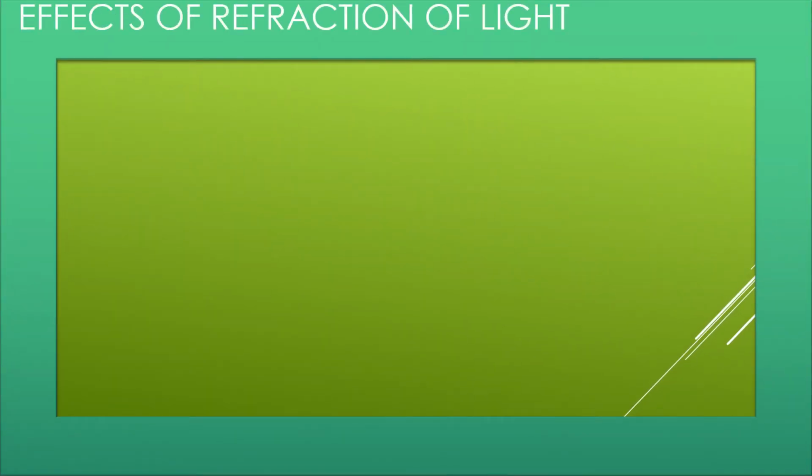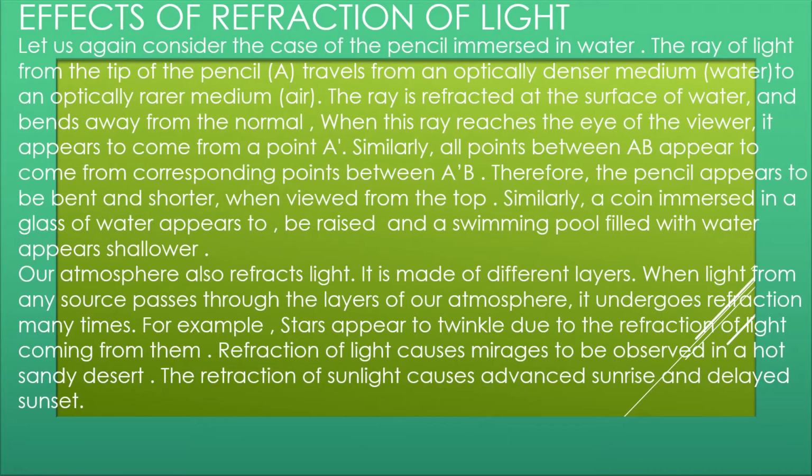Effects of refraction of light. Let us again consider the case of the pencil immersed in water. The ray of light from the tip of the pencil, A, travels from an optically denser medium, water, to an optically rarer medium, air. The ray is refracted at the surface of water and bends away from the normal. When this ray reaches the eye of the viewer, it appears to come from a point A'. Similarly, all points between A and B appear to come from corresponding points between A' and B'. Therefore, the pencil appears to be bent and shortened when viewed from the top.